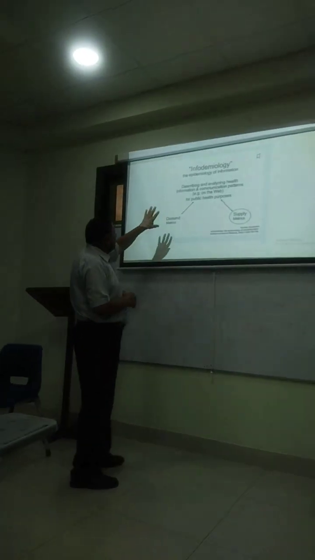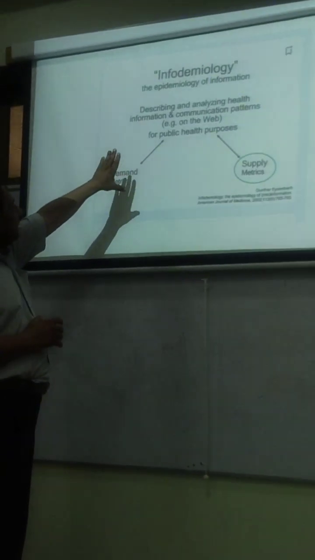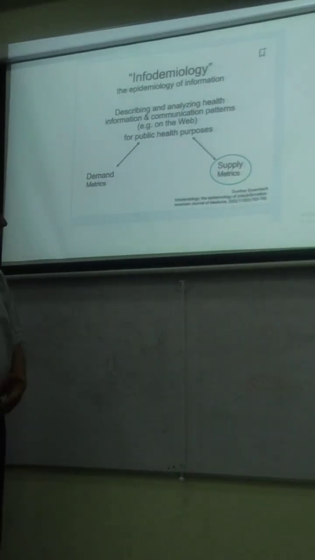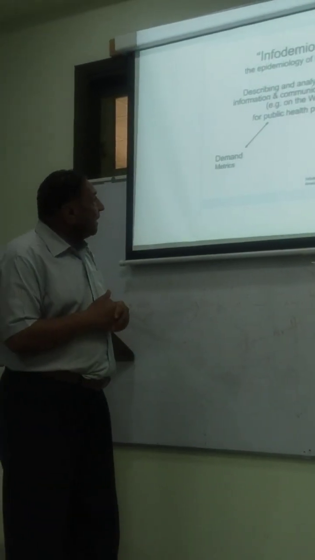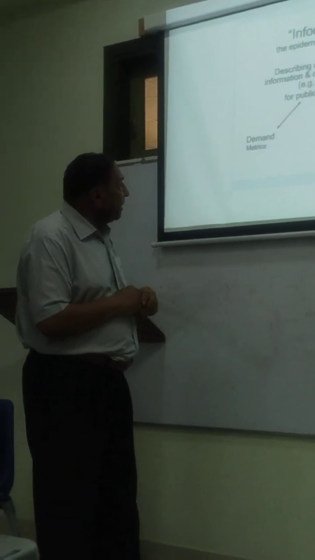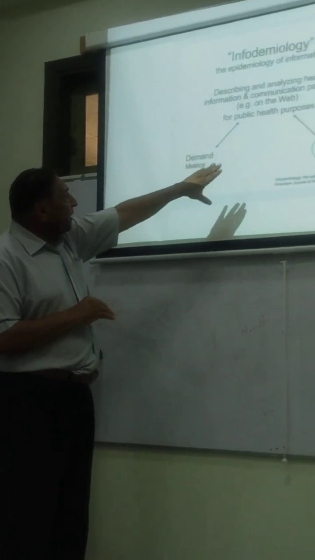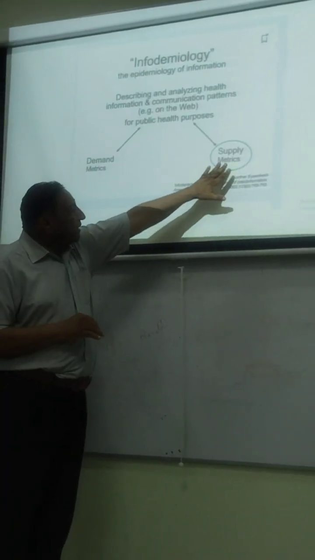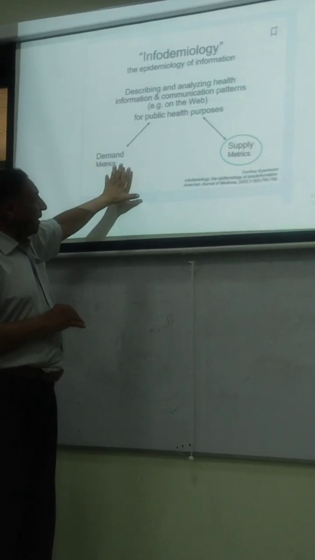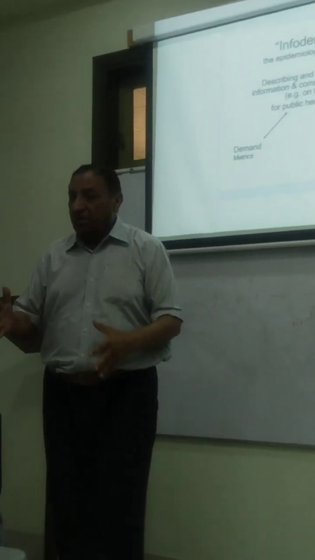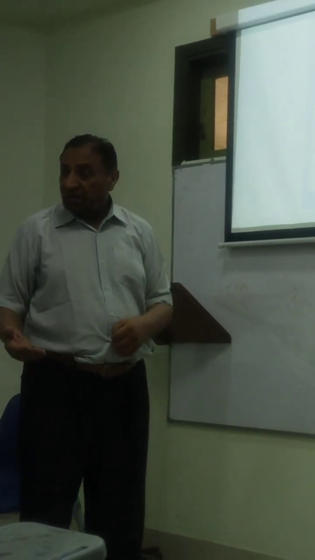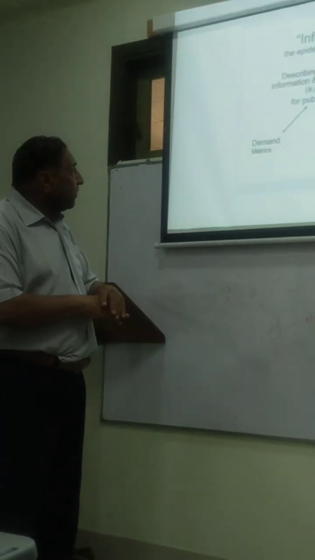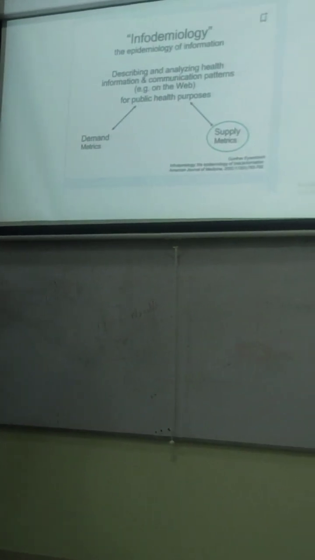So you can see that infodemiology is basically epidemiological information, describing and analyzing the health information and communication patterns for public health purposes, supply metrics and demand metrics. So supply and demand: suppose you need more doctors, more female doctors, so you will admit more. If you need nurses, or emergency doctors rather than cardiac doctors, then infoepidemiology can give you that. Next, please.